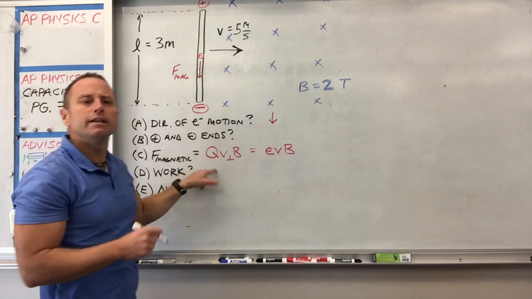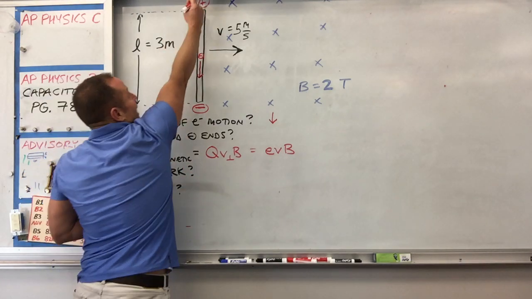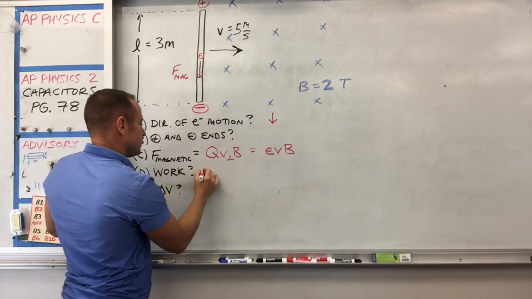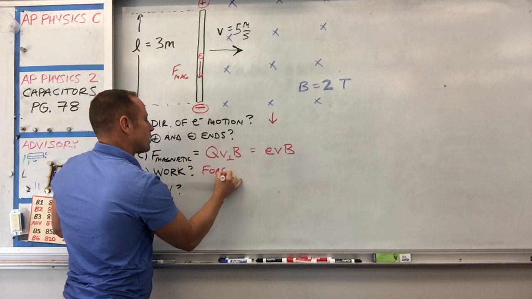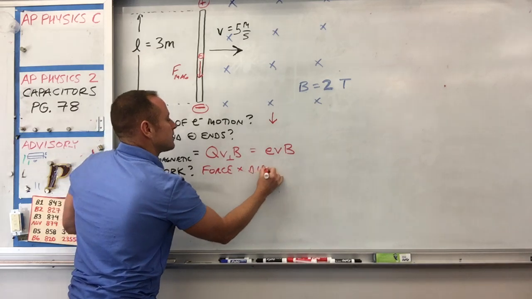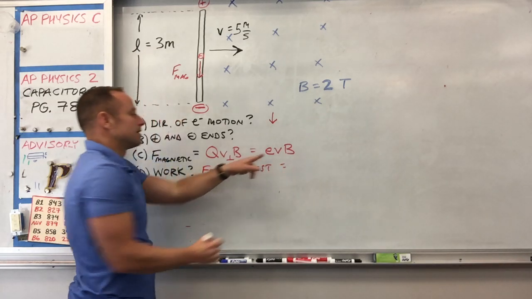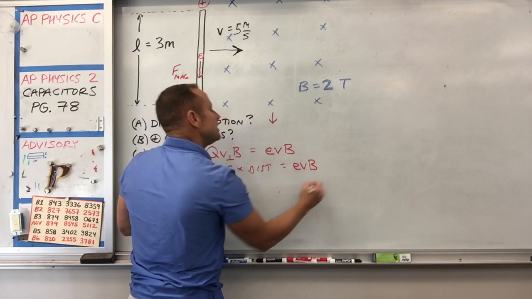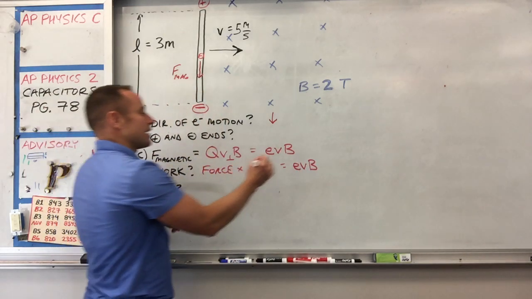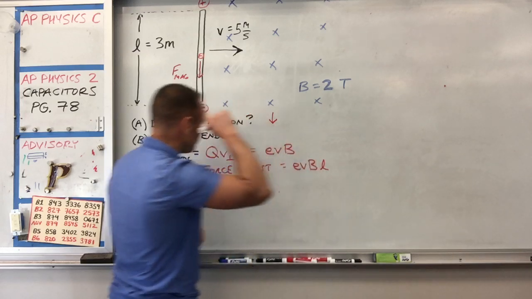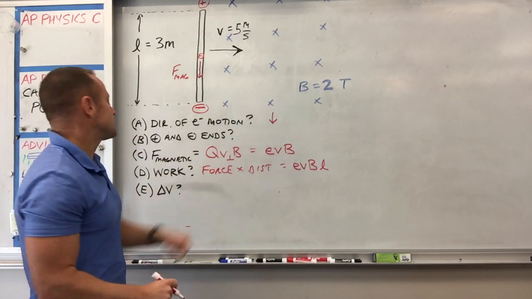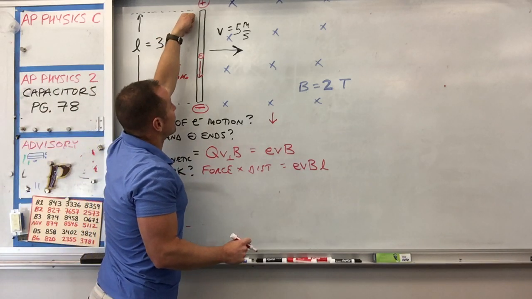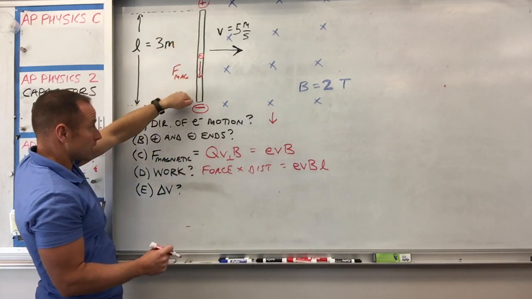To get the amount of work done to drag an electron all the way down, work, of course, is force times distance. So the amount of work done is going to be force times distance. Well, our force, we've already found. The magnitude of it is evB, and then the distance is just the length of this bar, or L. And then the final thing on this page is, well, what that means is if we've applied a force across this distance, we've done so much work.